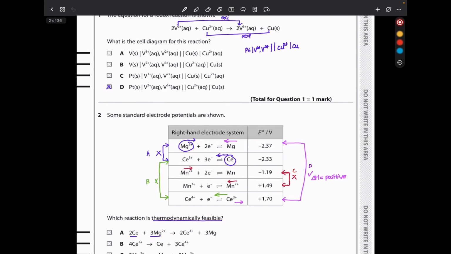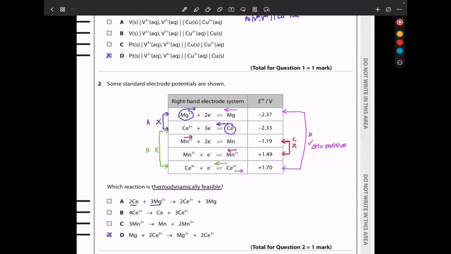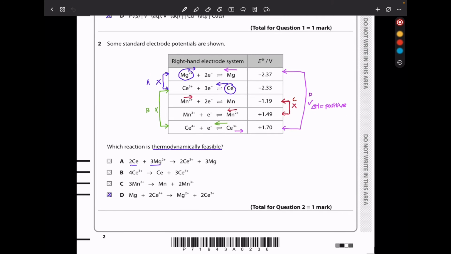In question 2, some standard electrode potentials are shown. We have the table here. They say, which reaction is thermodynamically feasible? So we look at all the reactions. We can see for this equation A here, since cerium is being converted to cerium 3+, this is going this way and the other is going the other side. However, this is more negative than that and it should favor the other direction, so that reaction will not be feasible. When we go to B, we can see this is being converted to that and that.